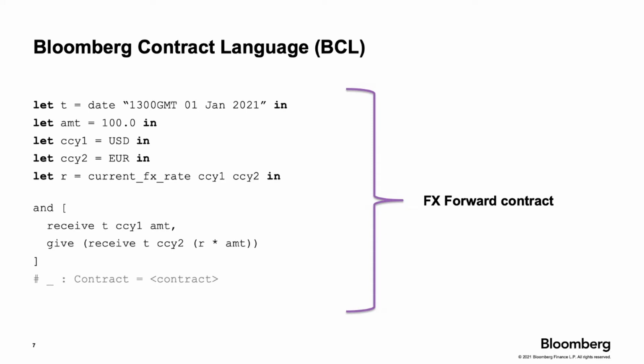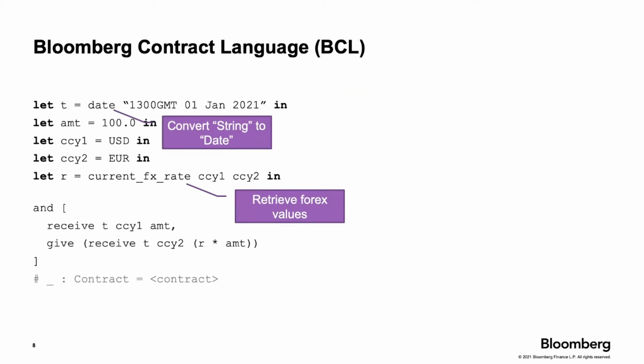This example describes a forward contract which exchanges underlying forex, and it starts out by declaring some components of the contract, like the date on which the contract is to be executed, the amount, the currencies being exchanged, and so on. When you're writing such a contract, you would typically use some combinators or primitives to help you, like the date function, which converts a string to a date type, or the current FX rate primitive, which retrieves the current forex value at that particular point in time.